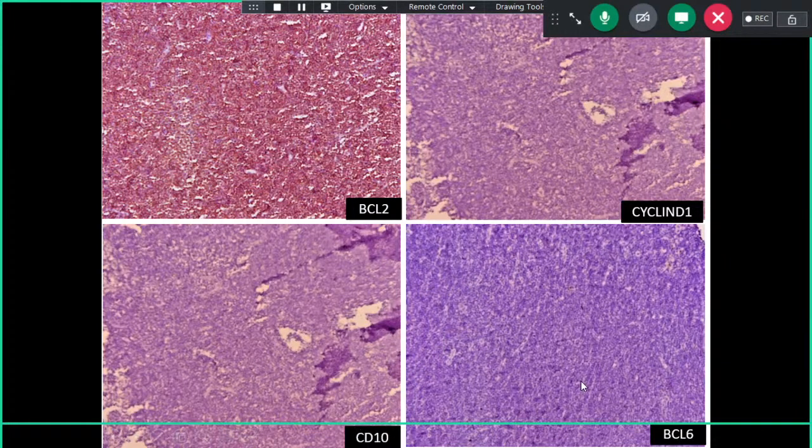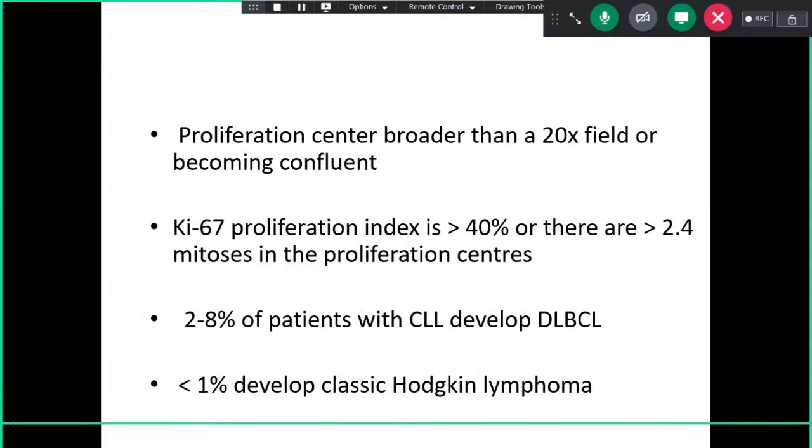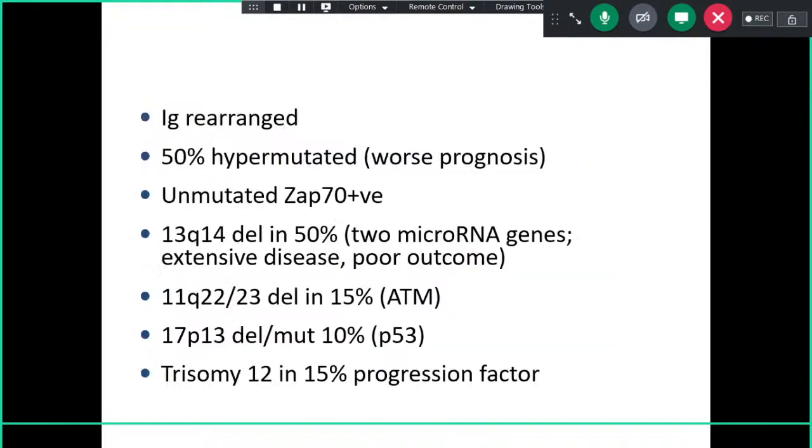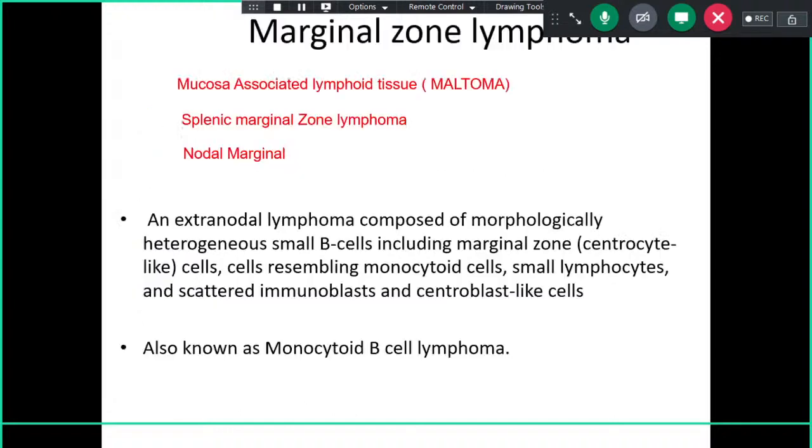Cyclin D1 negative, CD10, BCL6 negative. Clear? So it is a CLL SLL. So these are not required. Okay, immunoglobulin rearrangement is very important, already Dr. Ganesh discussed, and this 17p, 13 deletion, 11q deletion, these are more required from a prognostic point of view.